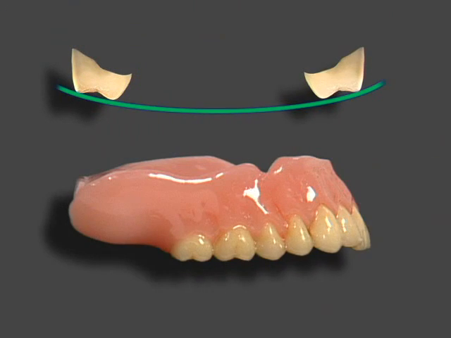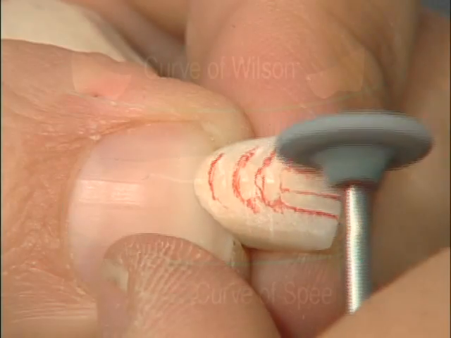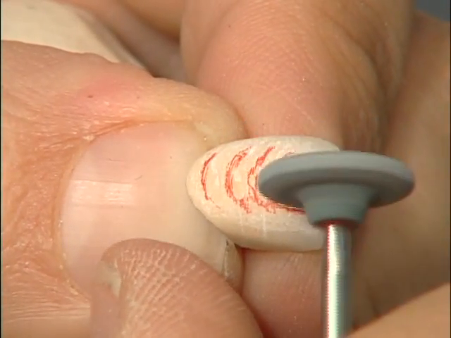So whether you're making a single unit or creating a full mouth restoration, you need to be aware of these whole arch concepts. That is the curve of Wilson and the curve of Spee. Next up, we're going to talk about anteriors.